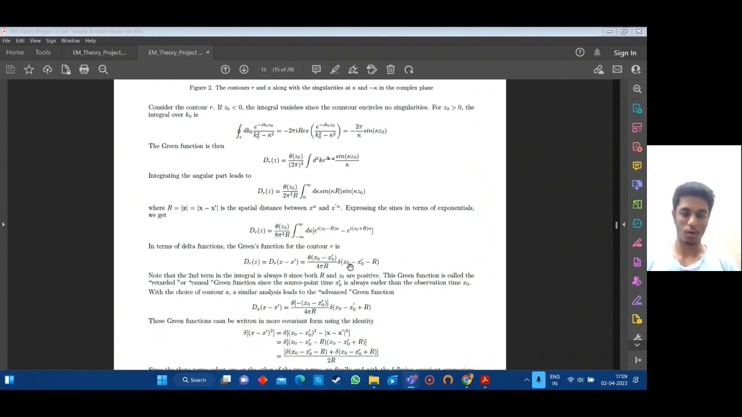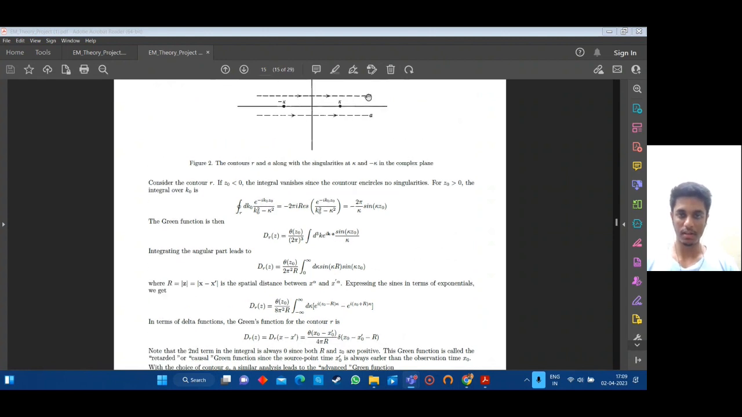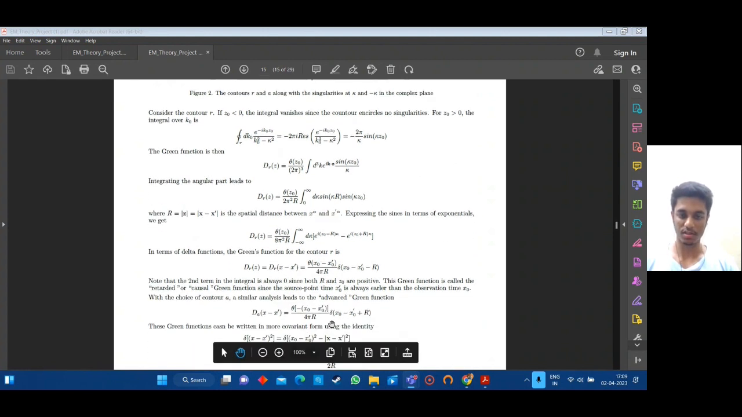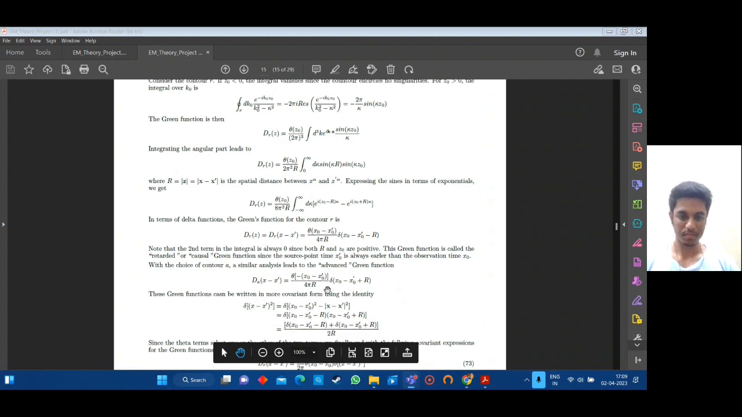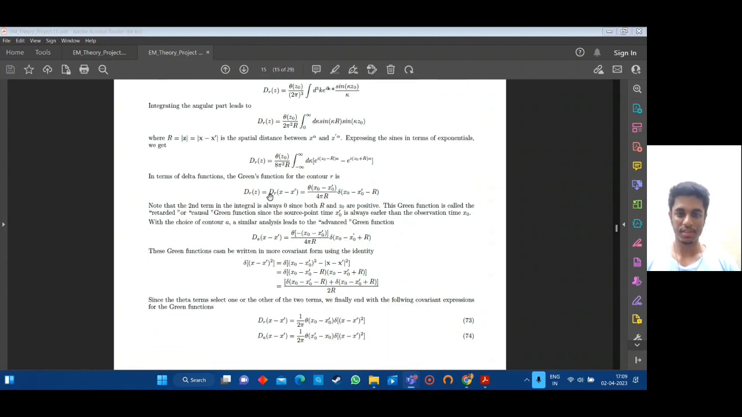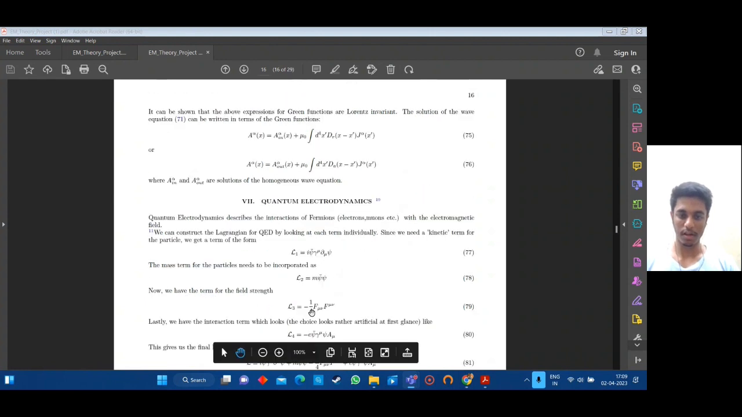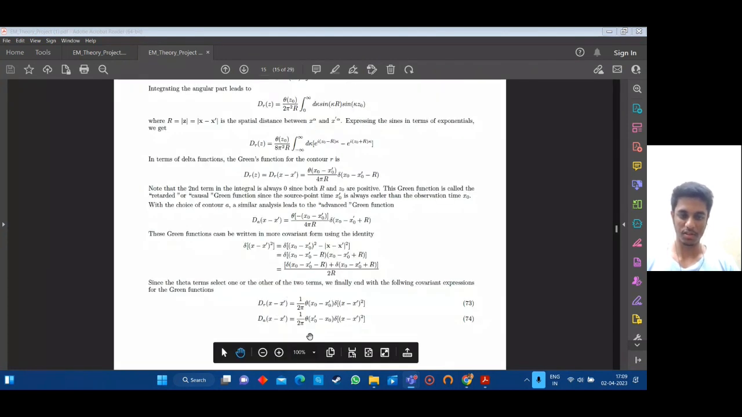And exactly if we choose the contour A, we obtain the advanced Green's function, where the causal term is minus of x naught minus x naught star. And now we express these functions D_R and D_A in a more covariant form by using some delta function identities as given here. And finally, we end up with the covariant form of the Green's function, and we can explicitly check that this is Lorentz invariant.